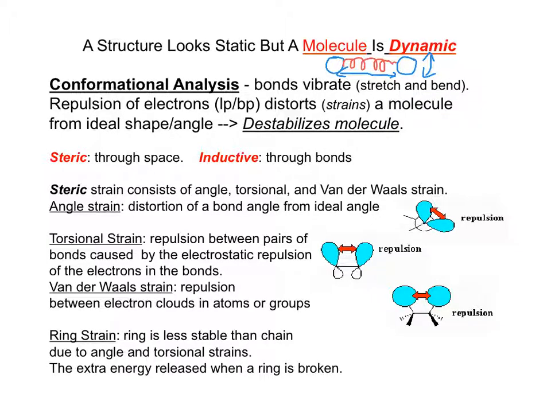A molecule has an ideal shape or angle, but repulsion of electrons from either lone pairs or bonding pairs strains or distorts the molecule and destabilizes it, that is, makes it less stable. The two types of effects that destabilize a molecule are steric effects, which are through space, and inductive effects, which are through bonds. So stop the video and read about the 4 types of steric strain that destabilize a molecule.